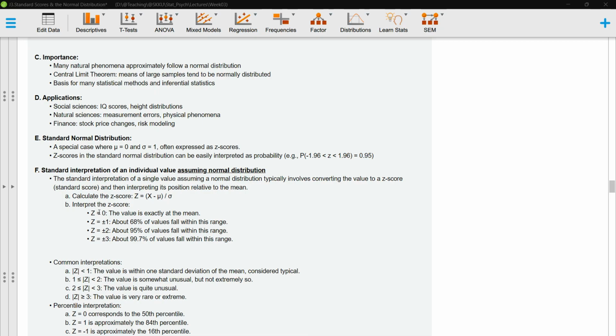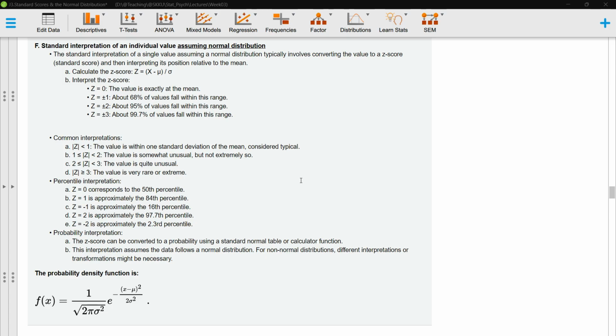A z-score of 0 means the value is exactly at the mean, and for a z-score of plus minus 1, about 68% of the values fall within this range, plus minus 1 standard deviation. For a z-score of plus minus 2, about 95% of the values fall within this range. And for plus minus 3, about 99.7% of the values fall within this range, right?